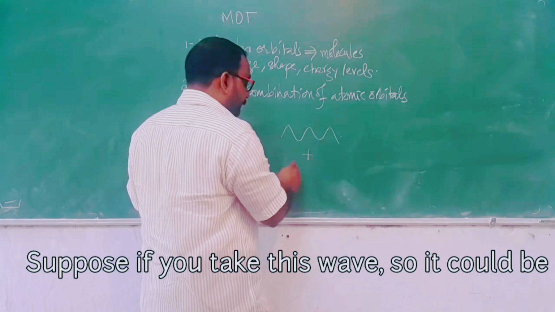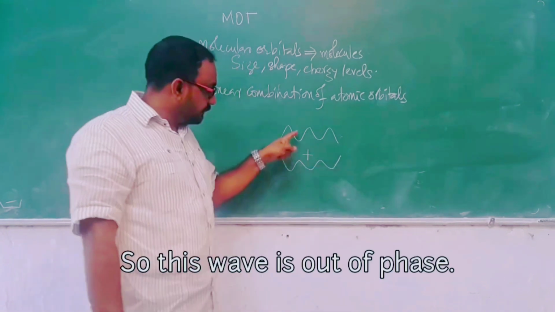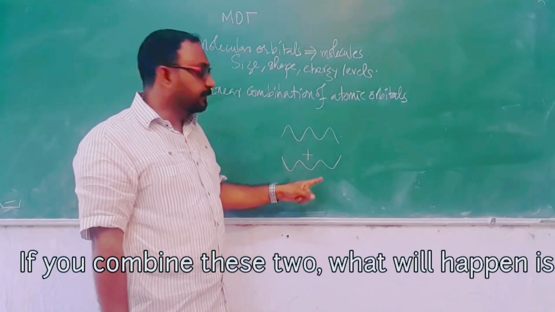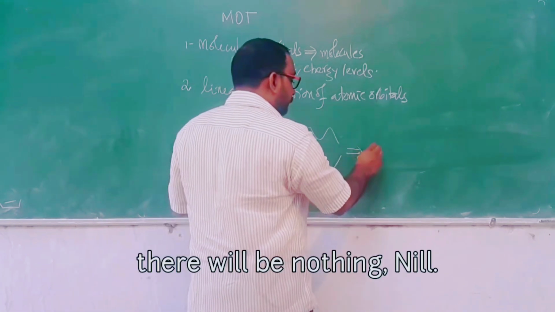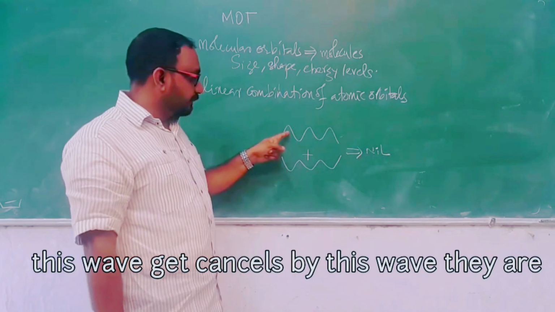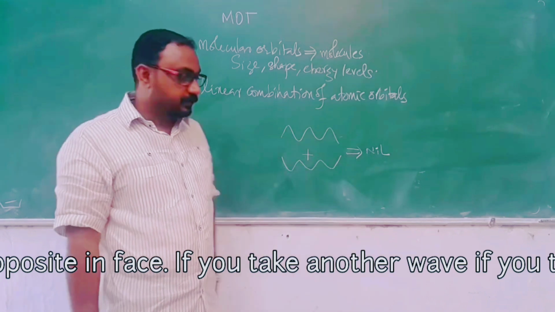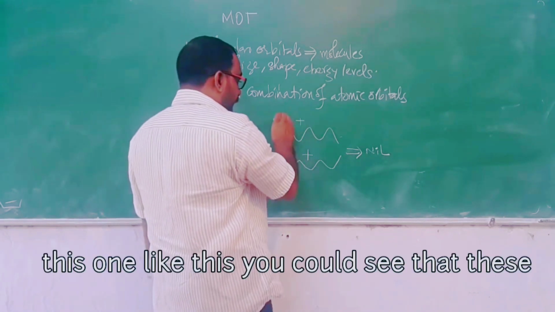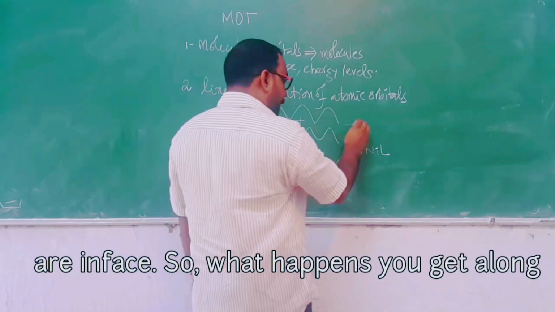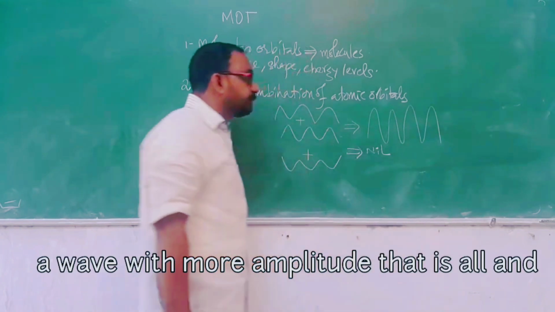Suppose you take this wave, and you take another wave which is out of phase. If you combine these two, there will be nothing, because this wave gets cancelled by the other. They are opposite in phase. If you take another wave like this, you could see these two are in phase. So what happens? A wave with high amplitude, a wave with more amplitude.